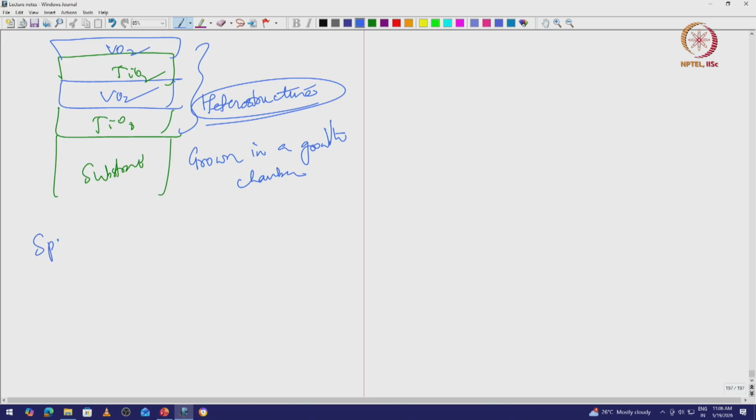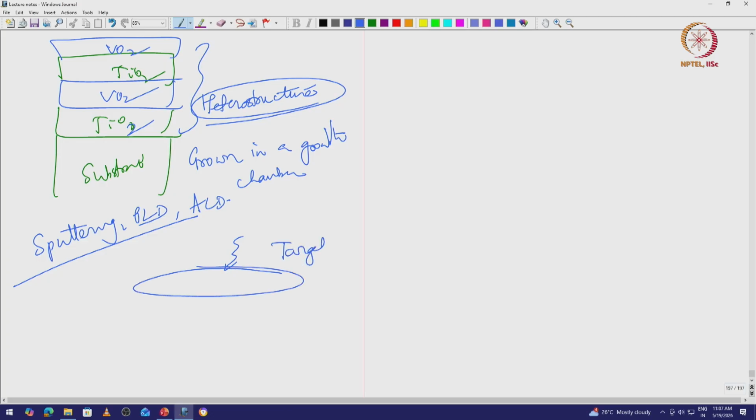I can use what is called sputtering, I can use pulsed laser deposition, I can use MBE, though people typically do not use it for these sorts of oxides, but I can think of using atomic layer deposition techniques and so on to actually grow this kind of a heterostructure. So all I need to do is have a precursor. In the case of sputtering, how does sputtering work? I have a target, and in this case let us say the target is titanium oxide, then I have an argon atmosphere.